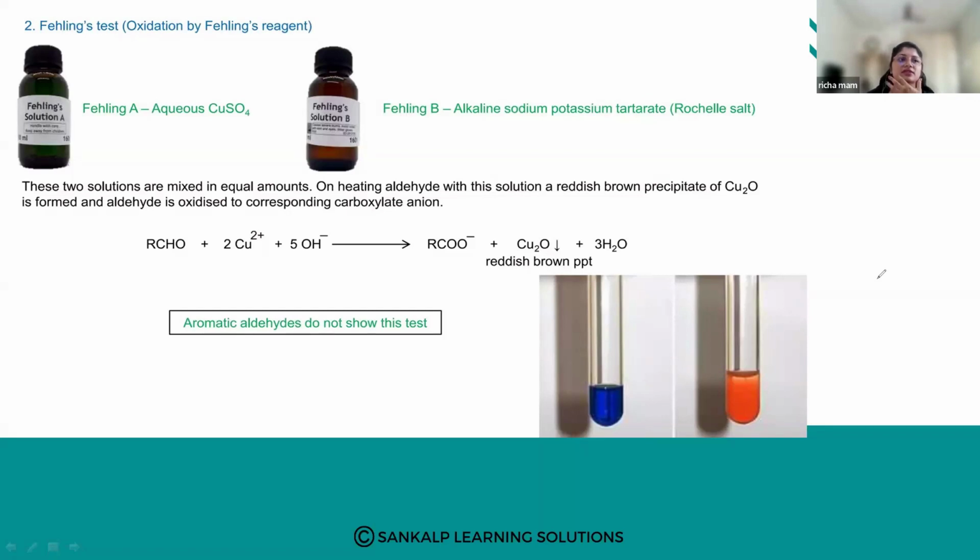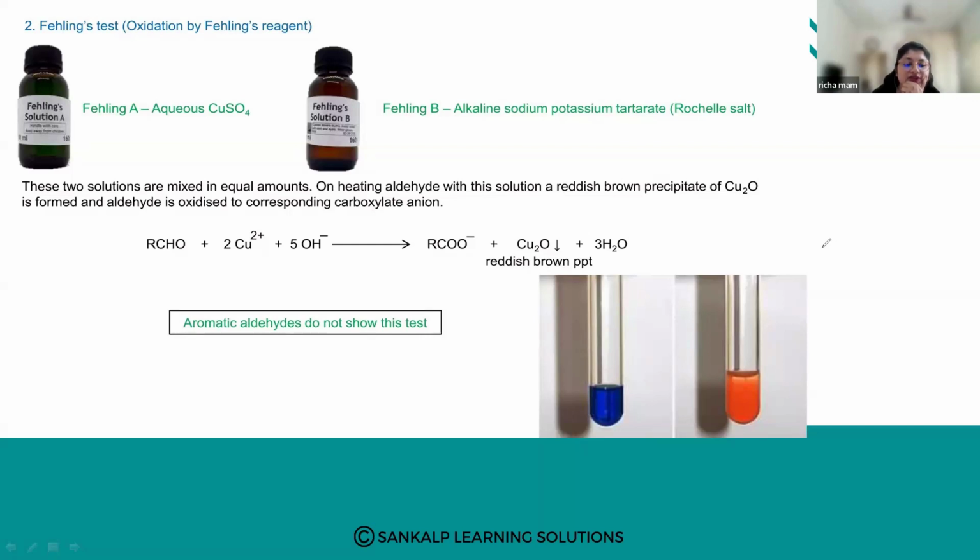We have seen the addition of hydrogen cyanide across the carbonyl group, then addition of sodium bisulfite solution. Then we have seen addition of Grignard reagent in our previous class. Then we have seen addition of alcohols, right? Then addition of ammonia and its derivatives, and how the different derivatives give corresponding products.